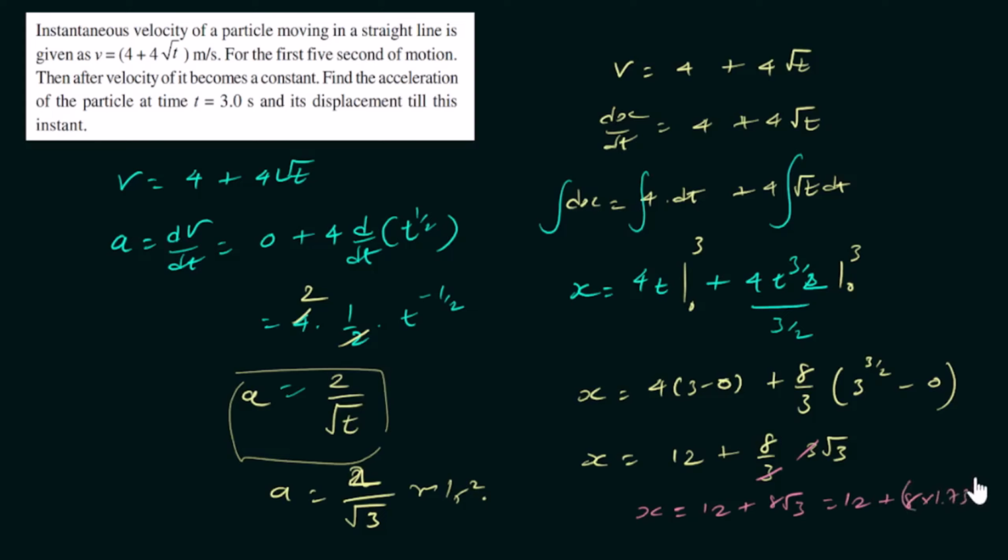So x is 12 plus 8 into 1.73. So 8 into 1.73 is 13.84, so 12 plus 13.84. So x is 25.84. So displacement till this instant will be 25.84 meter. So displacement after 3 seconds will be 25.84 meter.